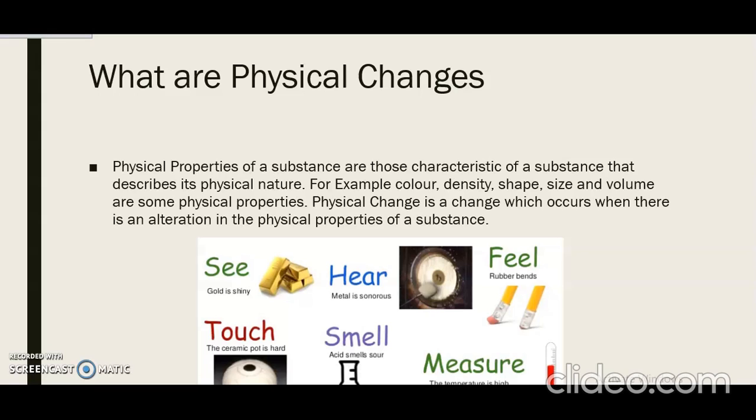But what is a physical change then? A physical change is a change which occurs when there is an alteration in the physical properties of a substance. Alteration means there is just a small change in the physical properties. They remain the same. There is no new substance formed. So let me show you. Gold is shiny. This is see, hear, feel, touch, smell, measure.